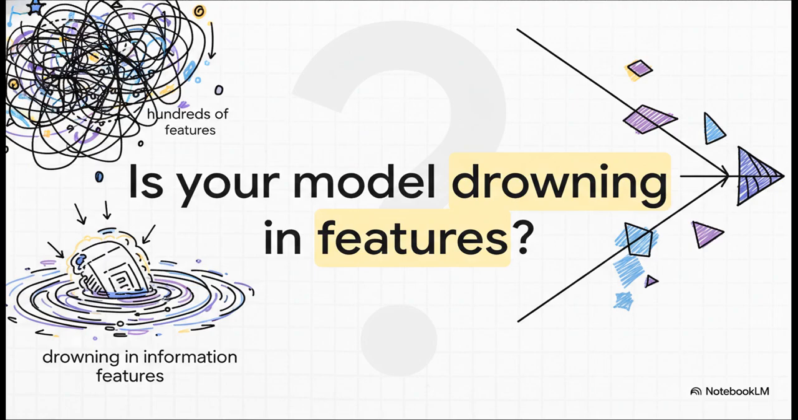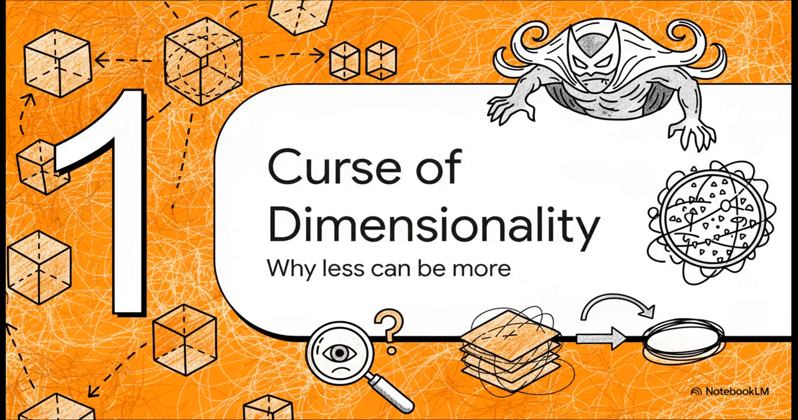So let me ask you something. You know that feeling when you get a brand new data set and you're all excited to get started, but then you see it has dozens, maybe even hundreds of different features? It feels like your model is just drowning in information before you've even begun. Where do you even start? Well, that exact problem has a name, and it sounds as spooky as it feels: the curse of dimensionality.